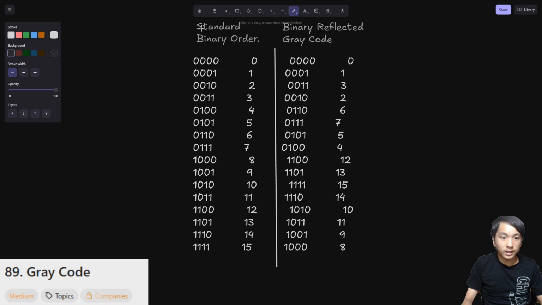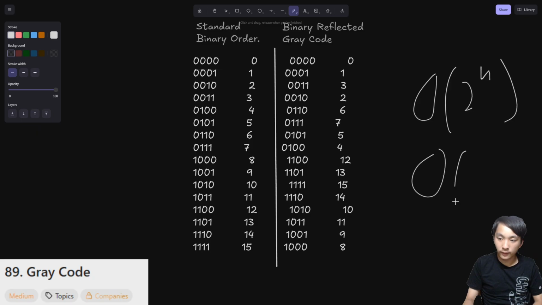So here I wrote the standard binary number order and the binary reflected Gray code. The first way you can solve it is by using backtracking. For the backtracking, the time complexity is O of 2 to the power of n, and the space complexity is O of 2 to the power of n as well.